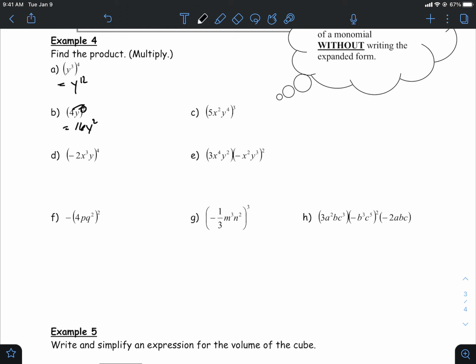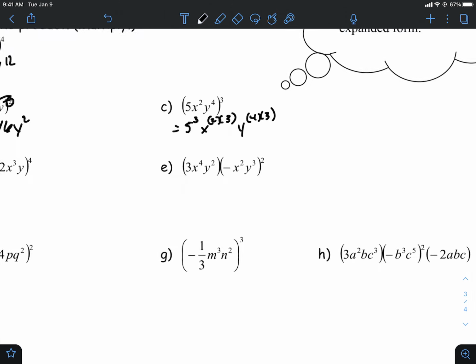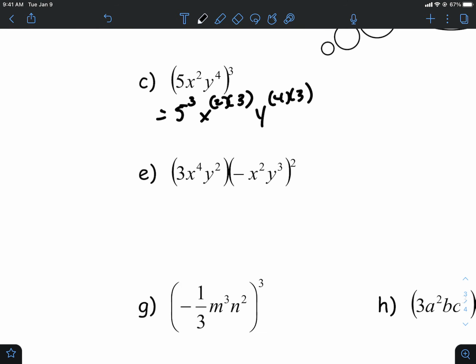For c, the cubed is going to go on everything. So some of you might want to write 5 cubed x, like I'll even go back to Friday. Maybe you need an intermediate step, right? Can everybody see that okay? It's not necessarily clear. Now you can go back. 5 cubed is 125. 125 x to the power of 6, y to the 12.